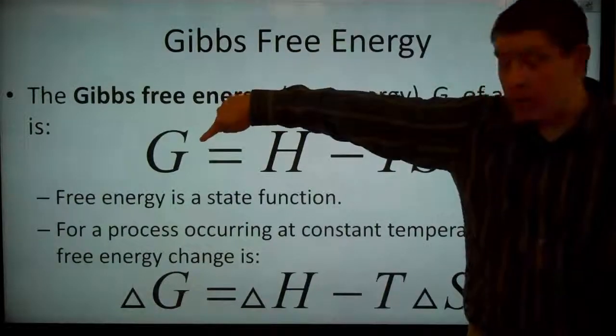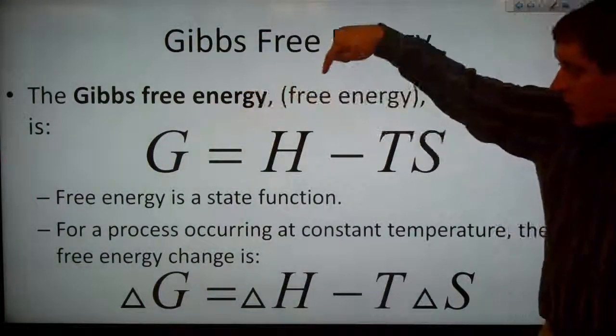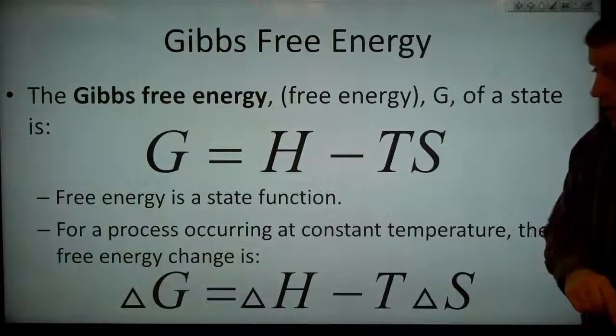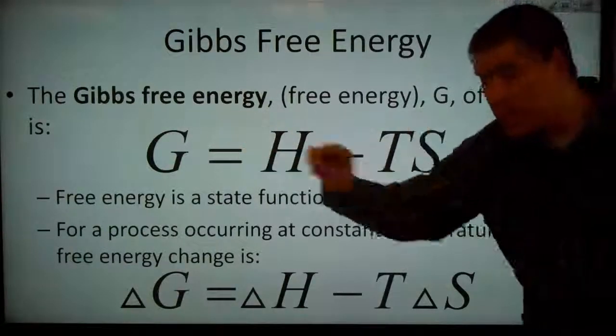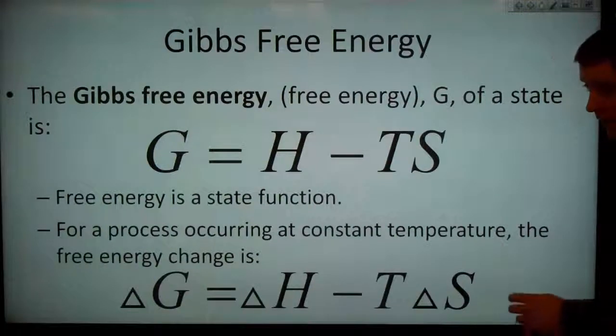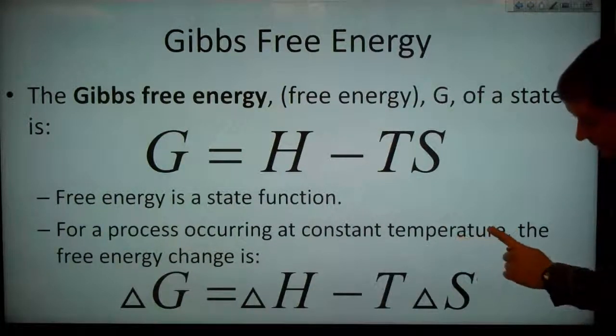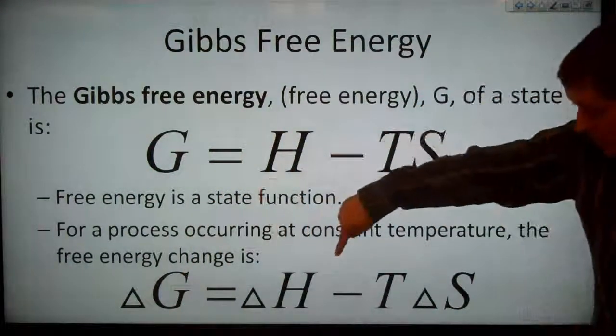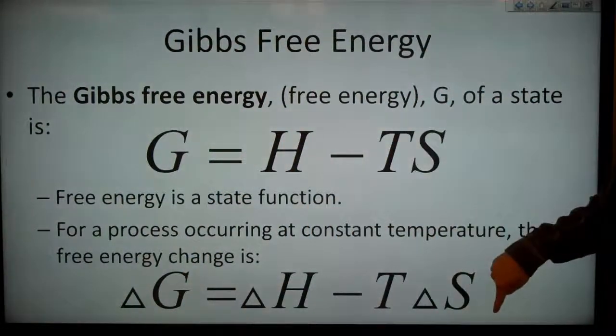Free energy, Gibbs energy, is a state function. Enthalpy is a state function. Entropy and temperature are also state functions. So everything involved here is a state function. None of them are path functions. So for a process occurring at constant temperature, we can say that delta G is equal to delta H minus T delta S.